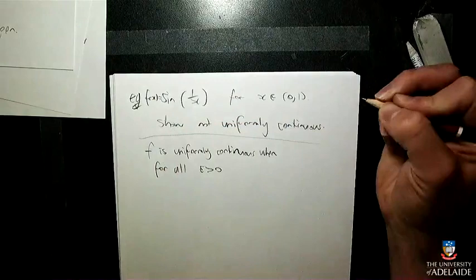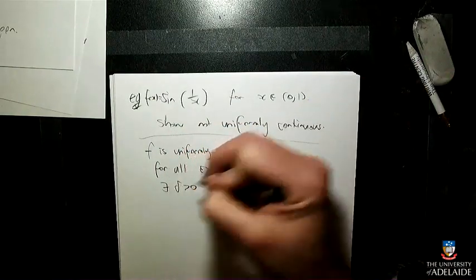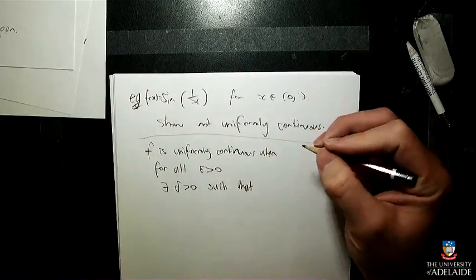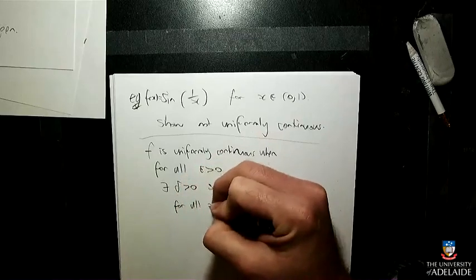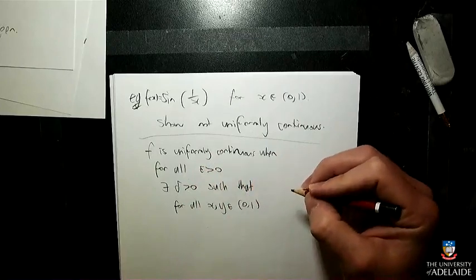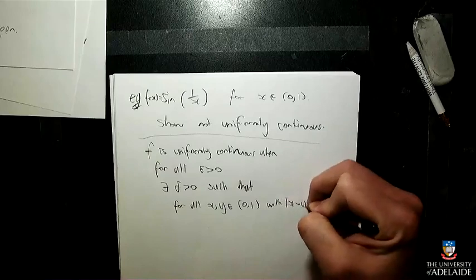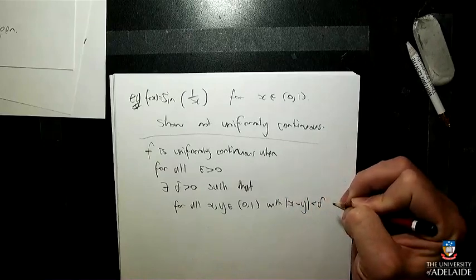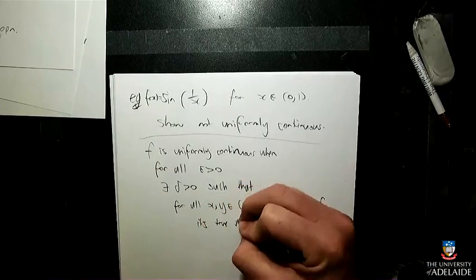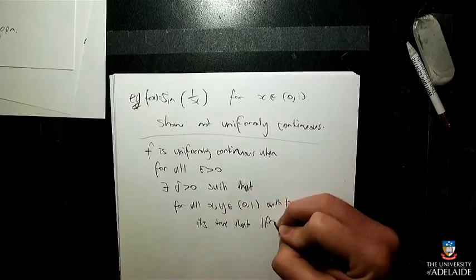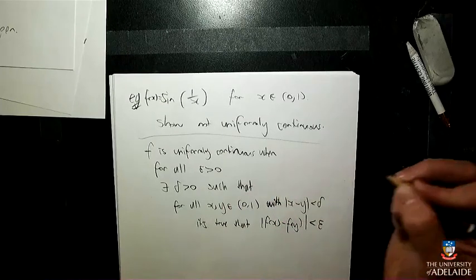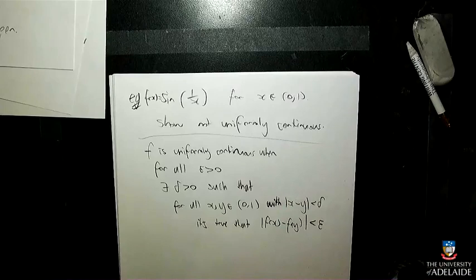For all epsilon greater than 0, there exists a delta greater than 0 such that for all x and y in the domain, where the distance between x and y is less than delta, then the distance between f of x and f of y is less than epsilon. Does everyone agree with that? I want to check. Yeah, okay, that's right.